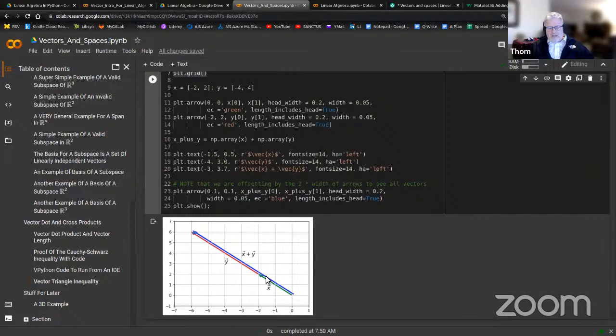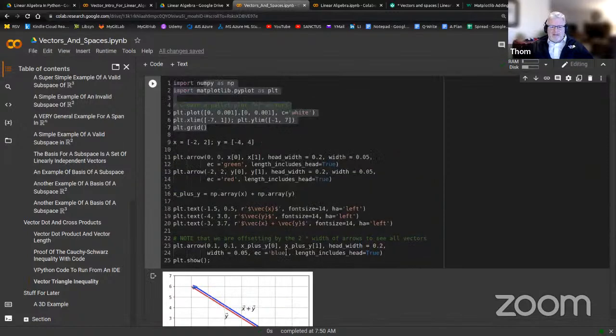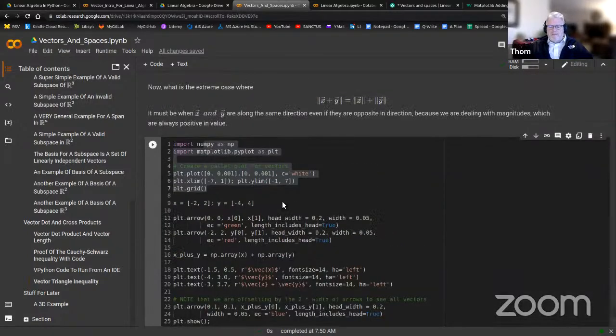where these would be equal. In other words, the magnitude of this plus the magnitude of that equals the magnitude of the sum. And let's look at the statement again mathematically right here.